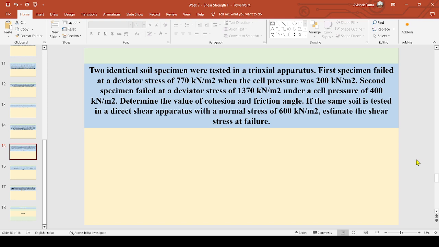So we have two identical soil samples. The first one we have been given the deviator stress and the cell pressure, and the same thing are given for the second sample also. To find out the cohesion and the angle of friction, and using the values in the direct shear apparatus, when the normal stress is 600, what will be the value of shear stress at failure?